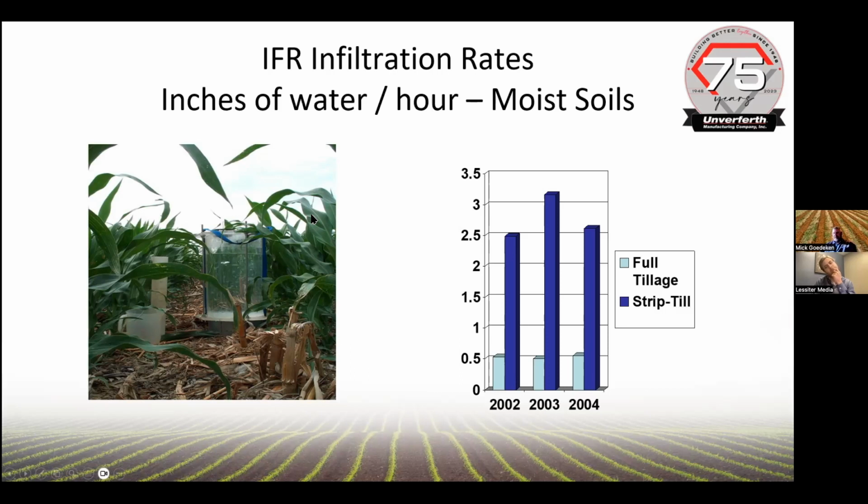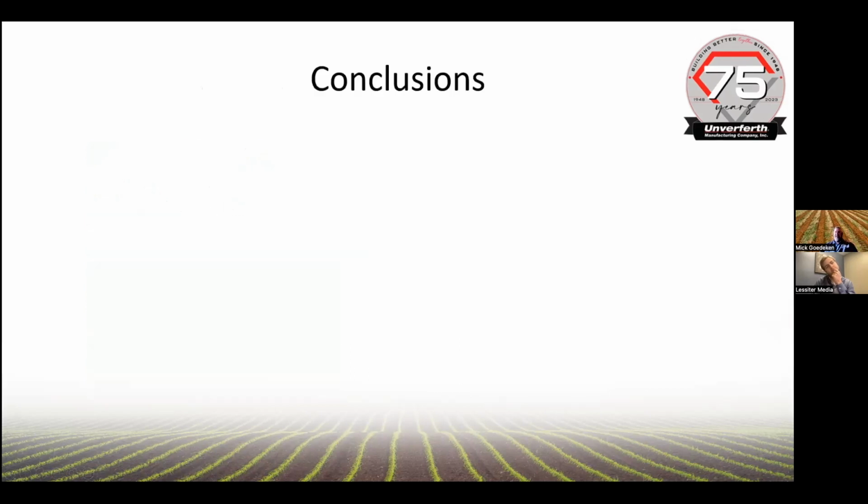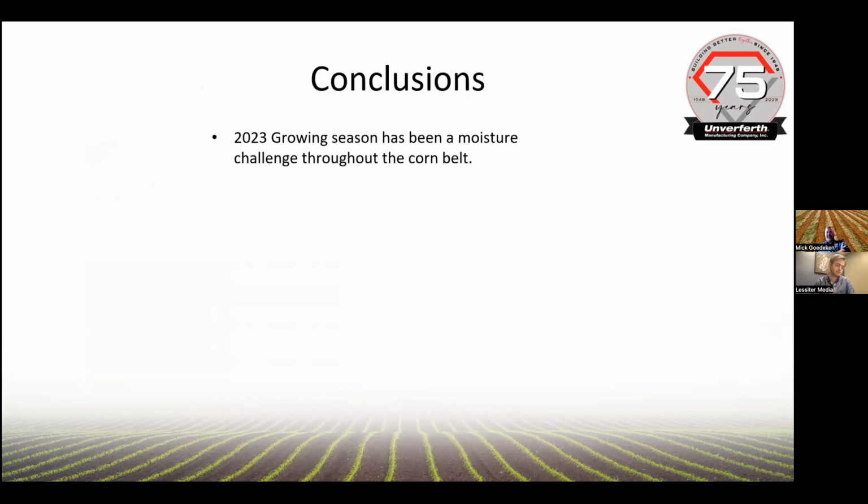So we've talked for quite a while here, and now we can move on to some conclusions. So the 2023 growing season has been a moisture challenge throughout the Corn Belt, no doubt. And looking at the next 10 days, it looks like it's going to continue to be that way.